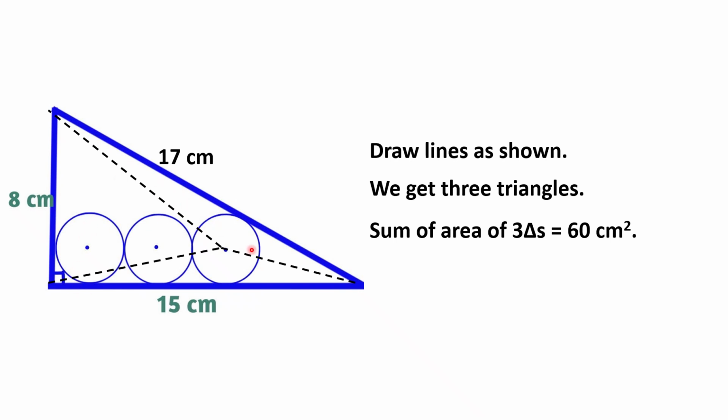We get three triangles. And the total area should be 60 square centimeters, which is the area of the large right angle triangle. The original right angle triangle had an area of 60. When we divide it into three triangles by dotted lines, the sum of the areas of the three triangles should also be 60. So we'll find the area of each of these triangles and the total should be equal to 60 square centimeters.